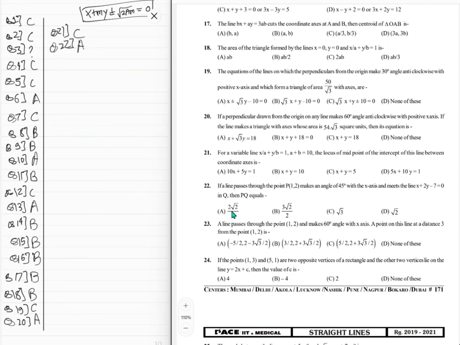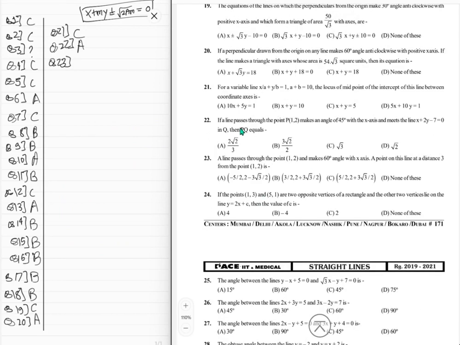Alright, next question. Question number 23. A line passes through this point and makes an angle with the x-axis whose slope is square root of 3. Find a point on this line at a distance 3 from the point 1 comma 2. This angle is 60 degrees, so you can just use cosine and sine directly. No need for using slopes. Distance 3 from this point.